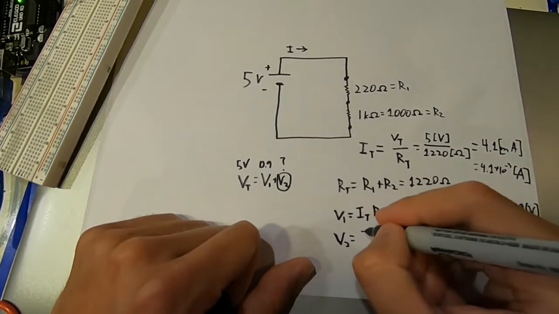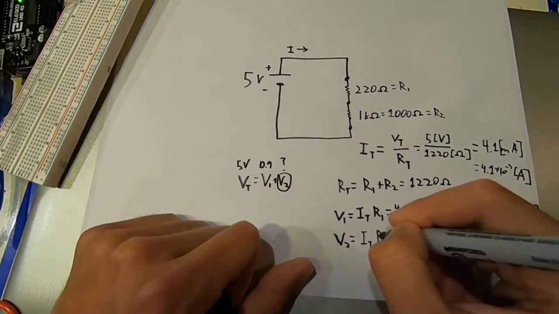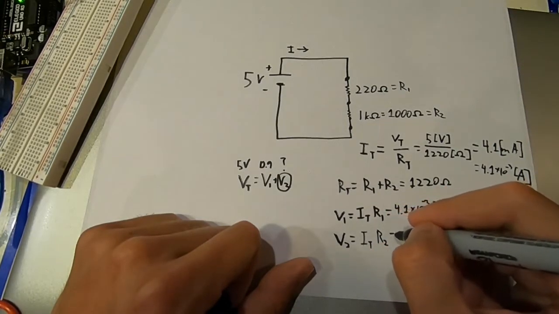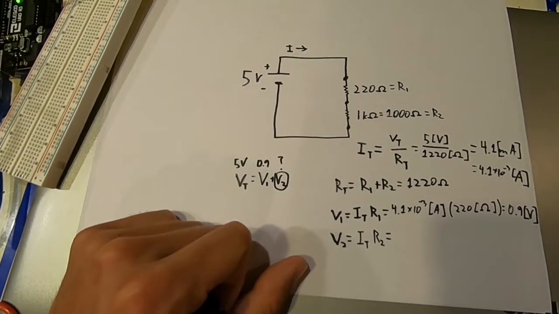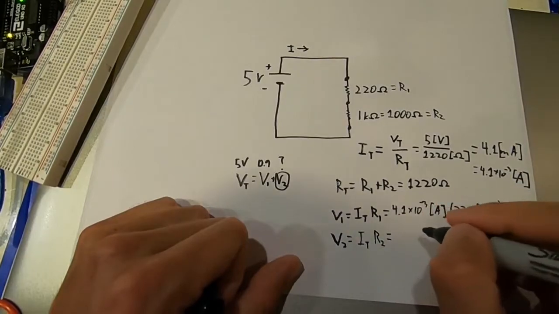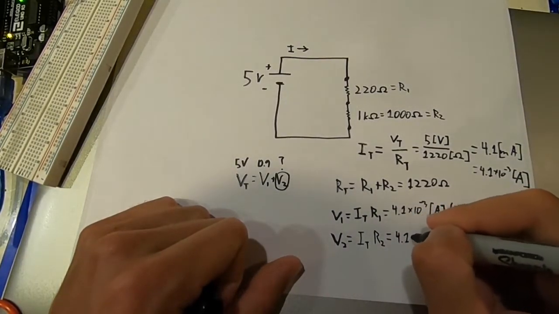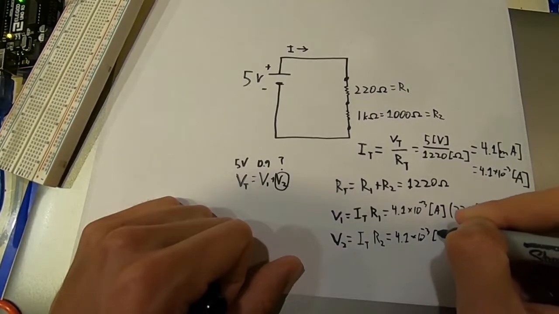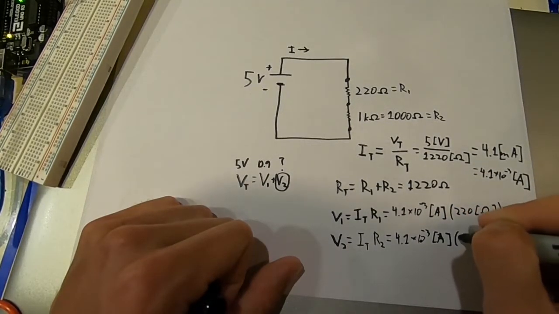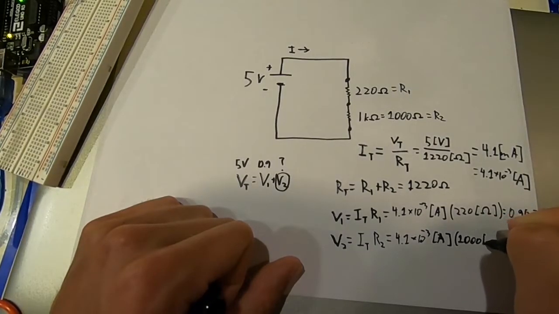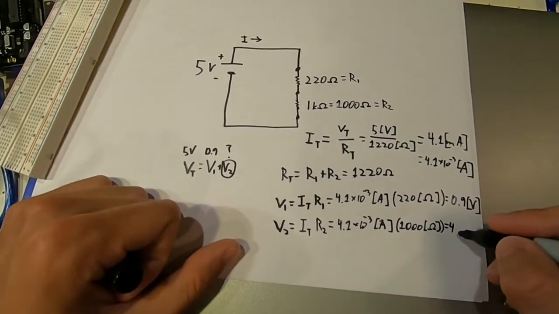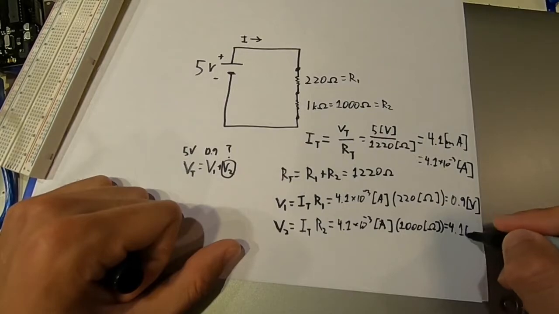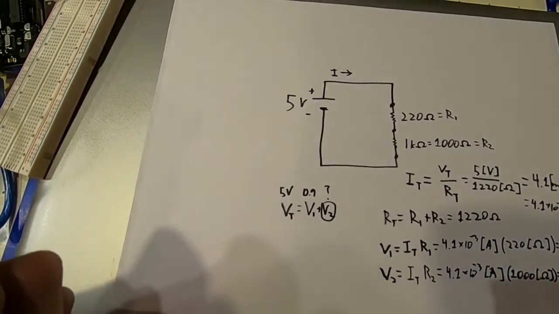It's another option. So again, that's going to be equal to our total current times the resistance of R2, which is going to be equal to approximately 4.1 volts. So 4.1 times 10 to the 3... 4.1 volts.